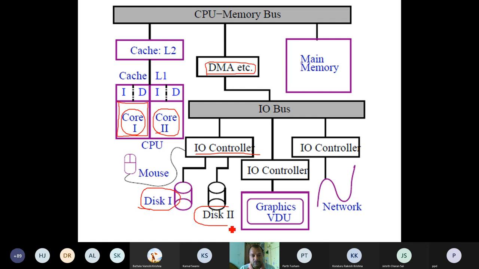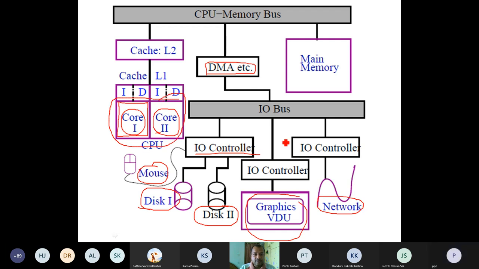If there are multiple storage devices, then disk 1, disk 2, it is interacting with the mouse, and then graphics, video, and then network. So it is interacting with that one. And here this part is actually called the CPU.